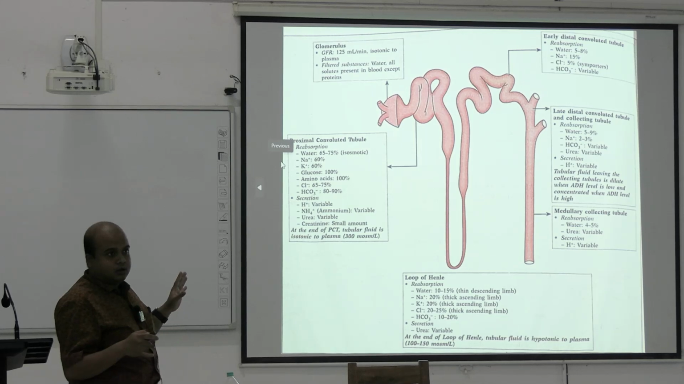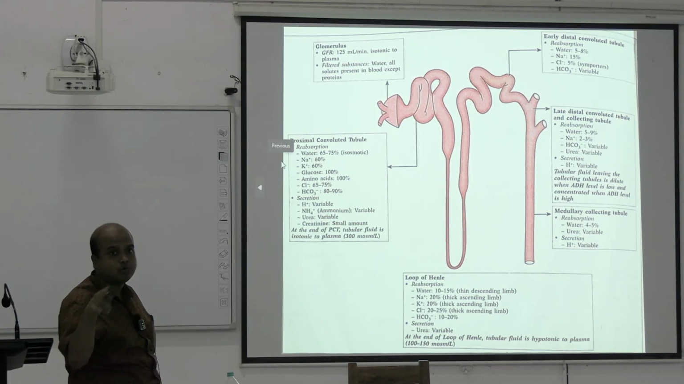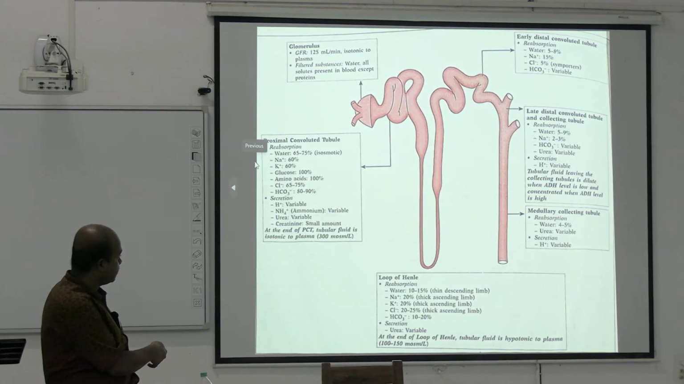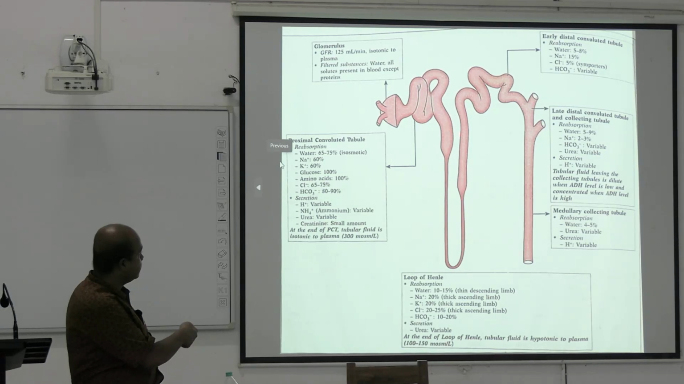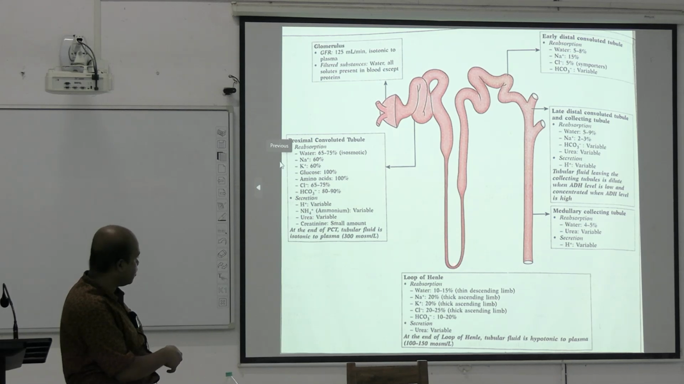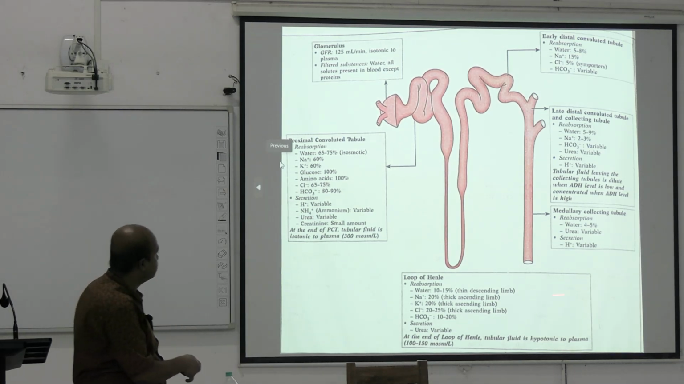Reading repeatedly, you have to keep in mind which parts are impermeable and permeable to what. This thin descending limb is permeable to water, but the thin ascending and thick ascending limbs and the early distal convoluted tubule are impermeable to water, like this.